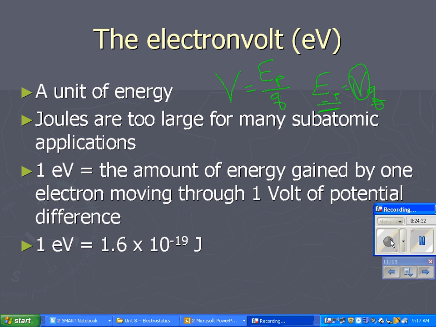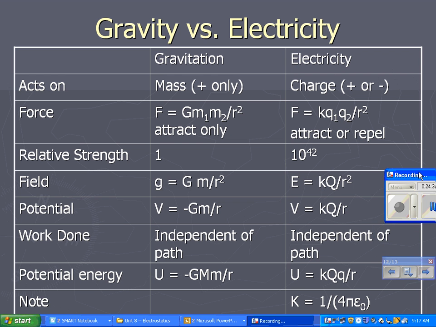Okay, this is basically summarizing everything we've done so far. Now, this is a comparison of gravity to electricity. Notice that gravity acts on mass, of which there's only one type, and electricity acts on charge, of which there's positive and negative. There is a force associated with gravity, which is GMm over r squared. There's a force associated with electricity, kQq over r squared. Very similar equations. The relative strength, you don't need to necessarily memorize this, but notice that electricity is a heck of a lot stronger than gravity. Much, much, much, much stronger.